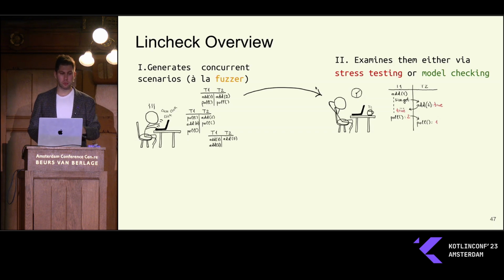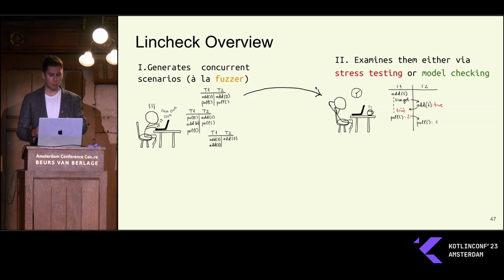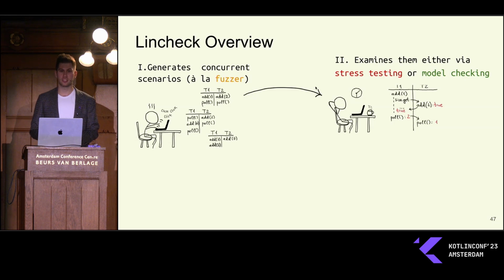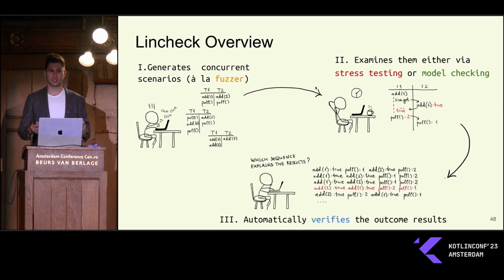And finally, after we executed our code, we have some results which we need to verify. And the last stage is the verification stage. So for each result, Lincheck tries to find a sequential history that explains it, exactly as we did on our examples, but Lincheck automates the whole process.